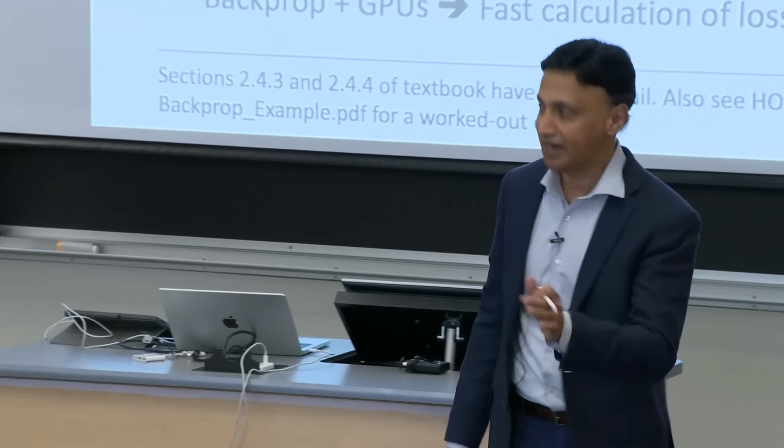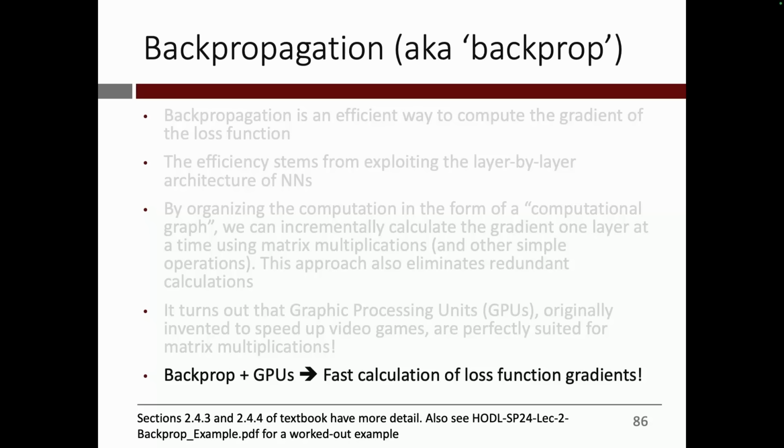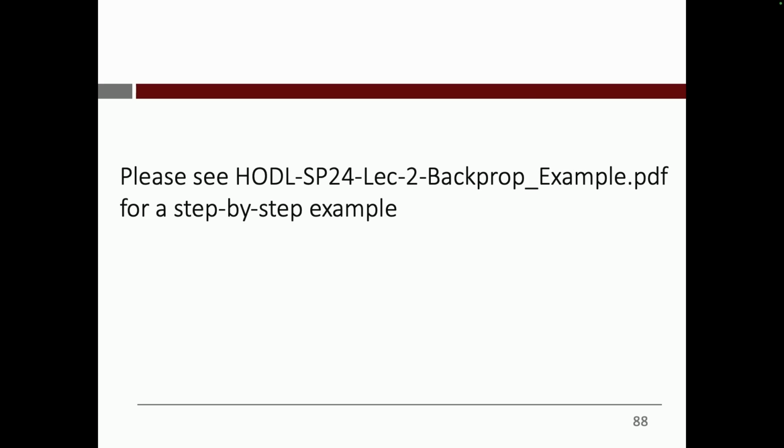This is a fundamental, seminal reason. All right, so the book has a bunch of detail, and I hand worked out an example of calculating a gradient the old-fashioned way and calculating it using backprop. So take a look at it. I'll post it on Canvas, and you will understand exactly where the savings come from, where the efficiency gains come from. Okay? In the interest of time, I'm not going to get into it now.